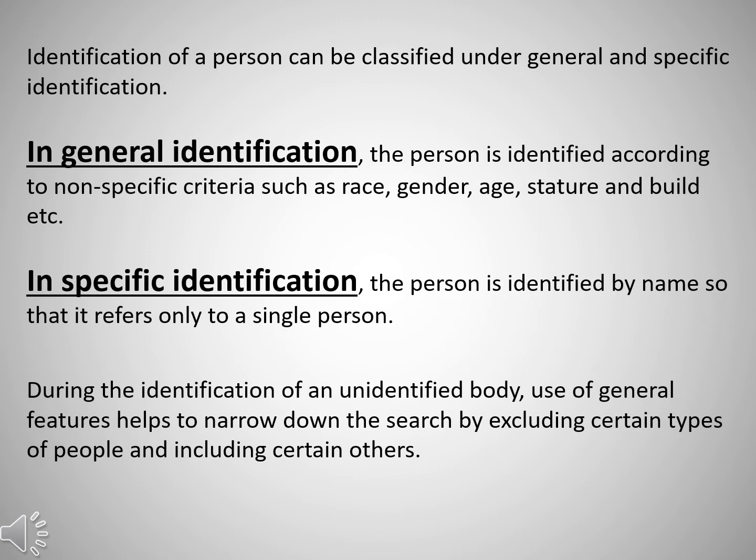Identification of a person can be classified under general and specific identification. In general identification, the person is identified according to non-specific criteria, such as race, gender, age, stature, build, etc. In specific identification, the person is identified by name, so that it refers only to a single person. During the identification of an unidentified body, use of general features helps to narrow down the search by excluding certain types of people and including certain others.